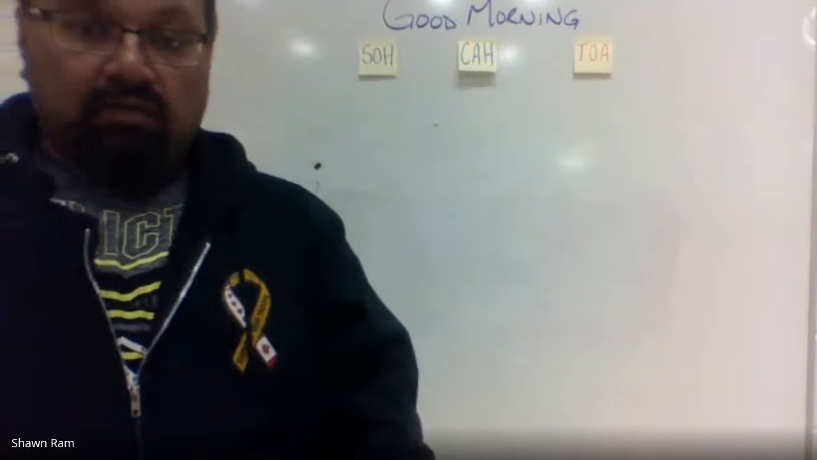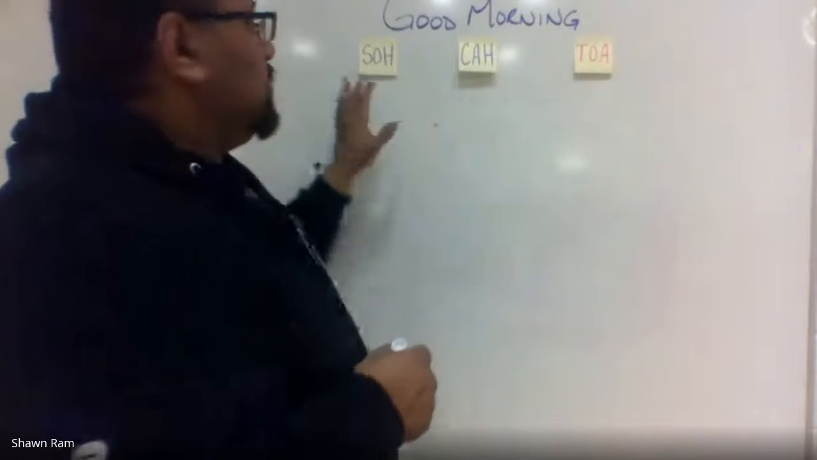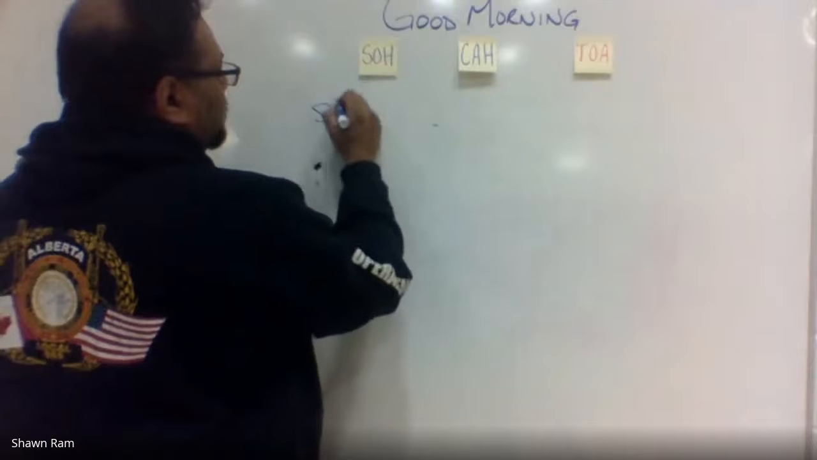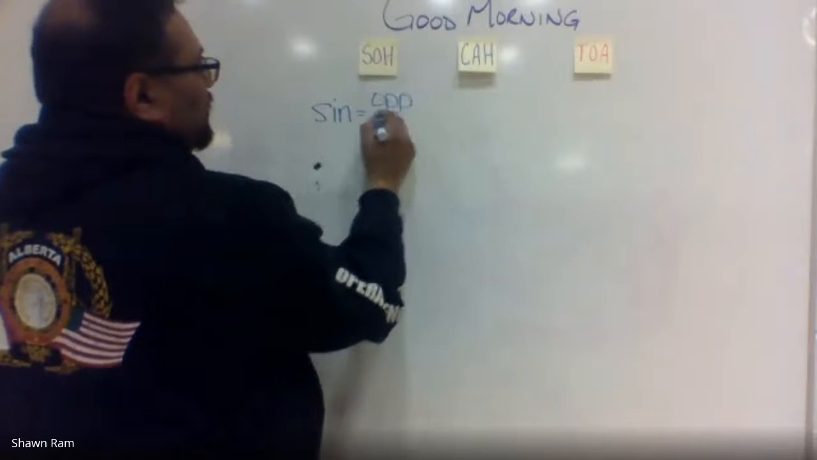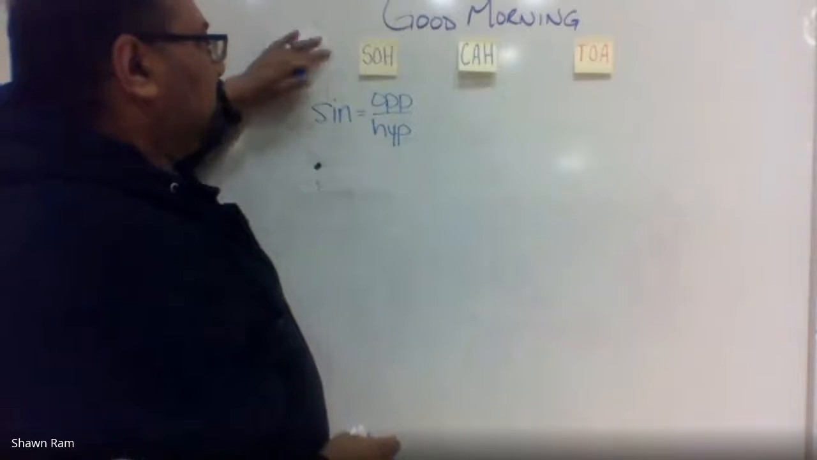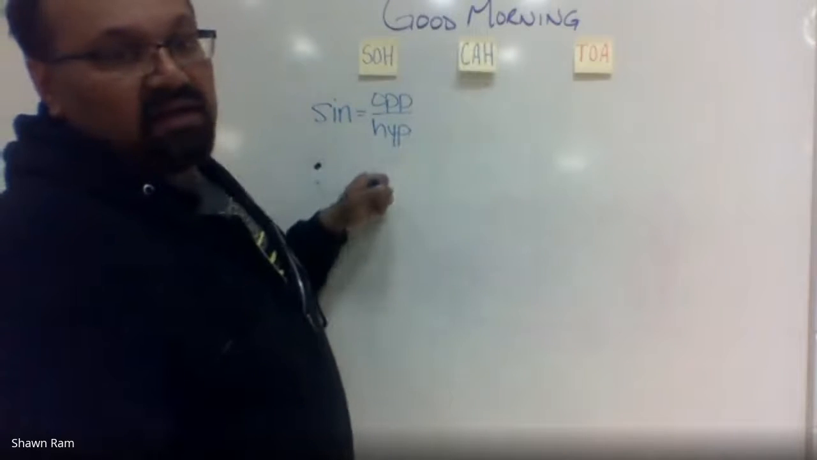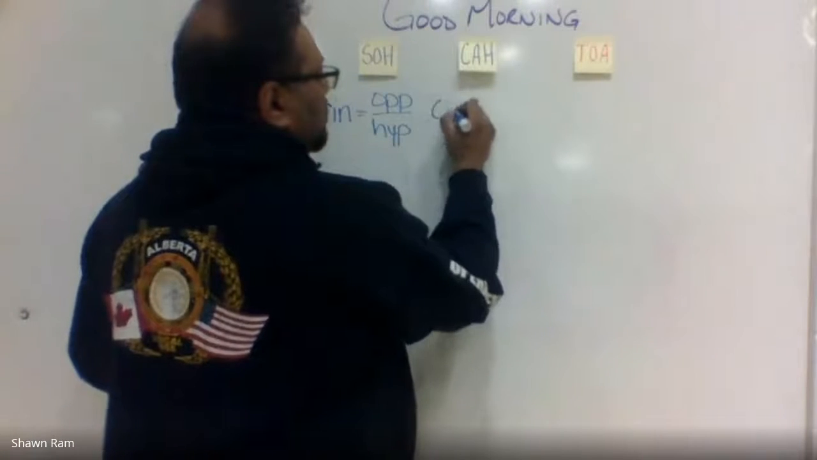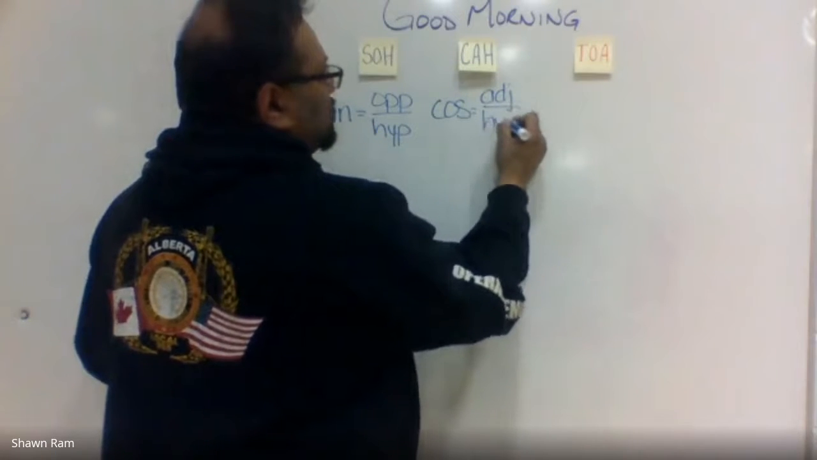Now, before we move on to an example to review, let's take a look at what these actually mean. So SOH stands for sine. The S in SOH stands for sine, the O stands for opposite, and the H stands for hypotenuse. So it's an easy way to remember that when you're working with sine, that's the ratio. Now CAH, the ratio for cosine: C stands for cosine, the A stands for adjacent, and the H for hypotenuse.